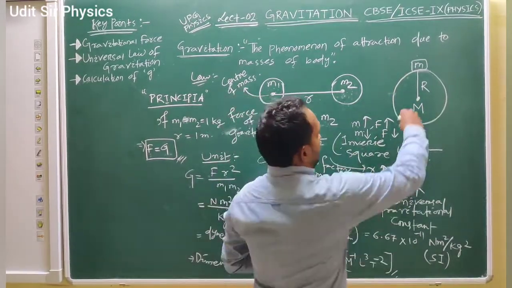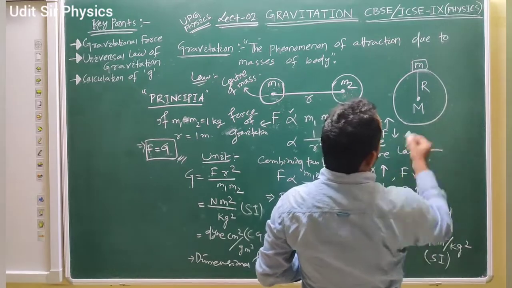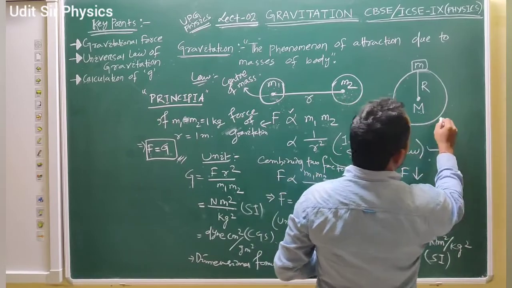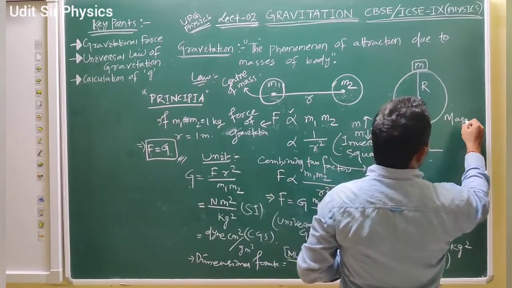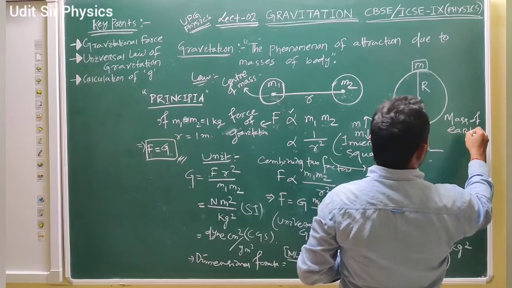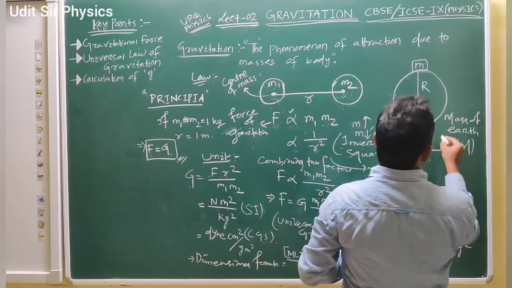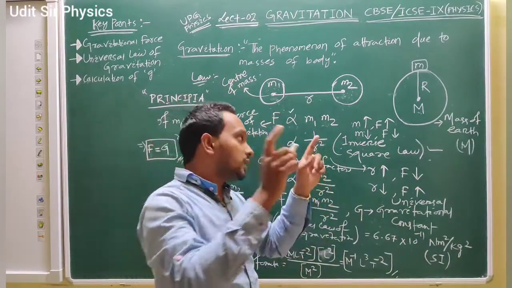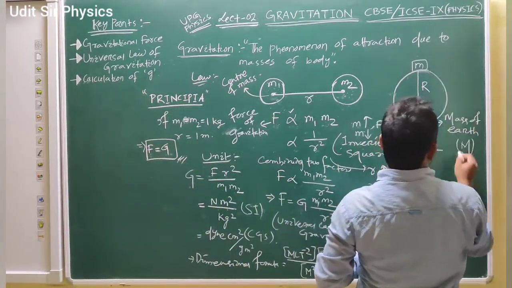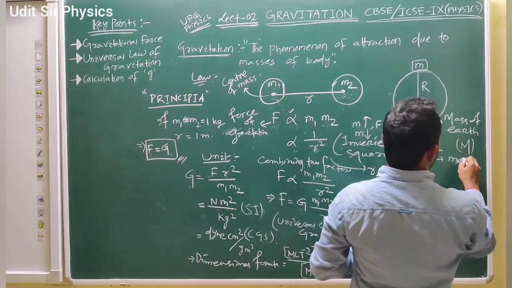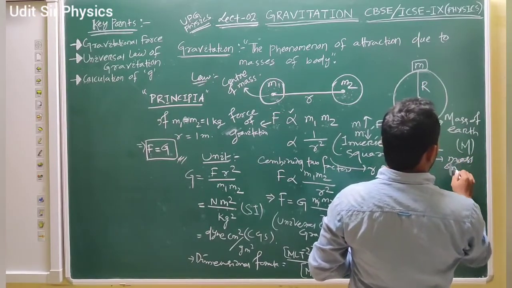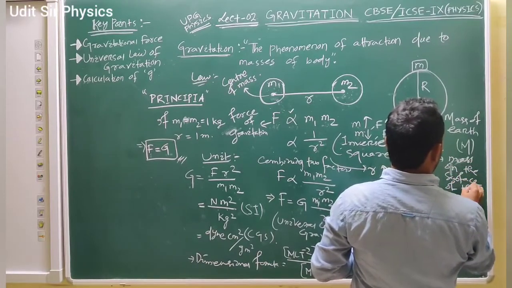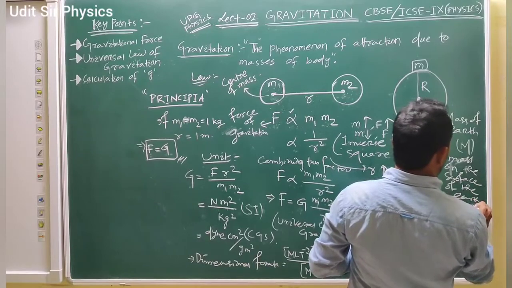Suppose here the earth, the mass of earth is capital M. And the mass on the surface of the earth is small m.